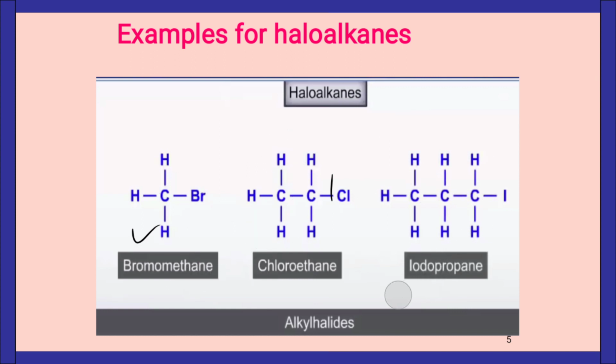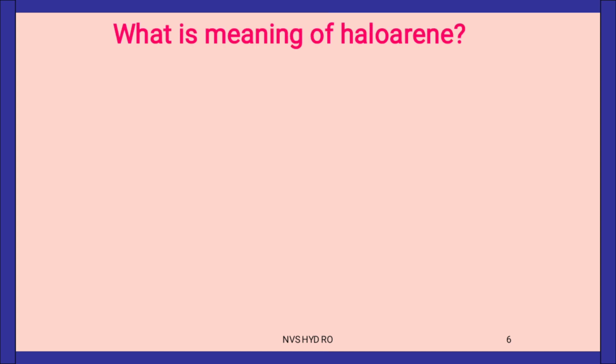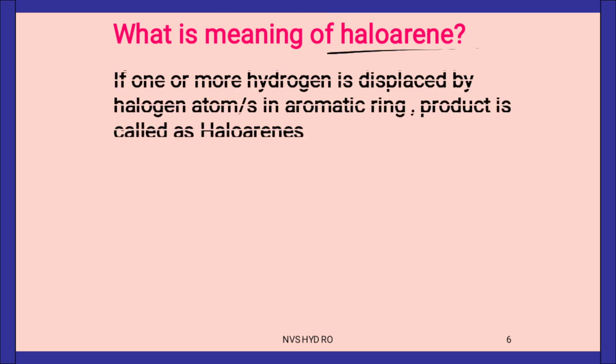The next structure is iodopropane. Iodo means iodine, just replace hydrogen by iodine and you will get iodopropane, and propane means a 3 carbon chain. Of course you have to complete its valency by filling in the number of hydrogens. Yes, perfect.